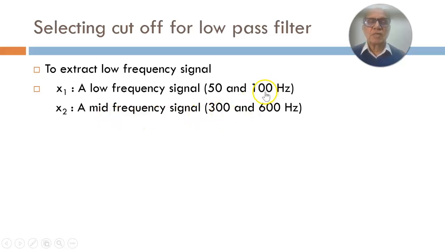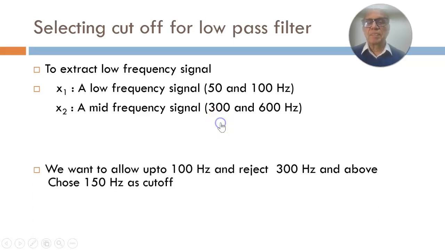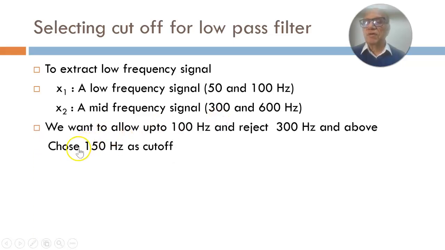So we should choose a cutoff frequency which is lying somewhere between 100 and 300, so that the low frequency band is passed but the mid frequency and above is rejected. So for that we choose a cutoff frequency which is lying between 100 and 300, and let us say we choose it as 150 Hertz.